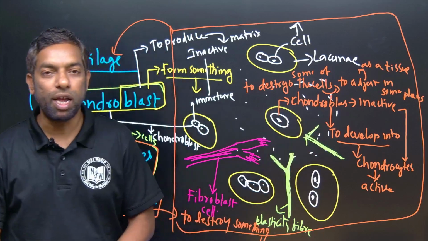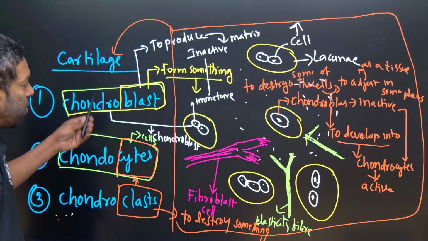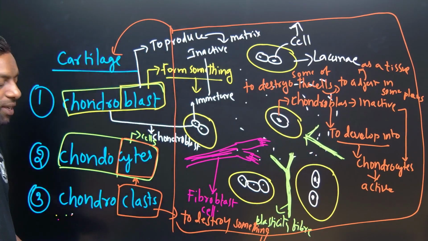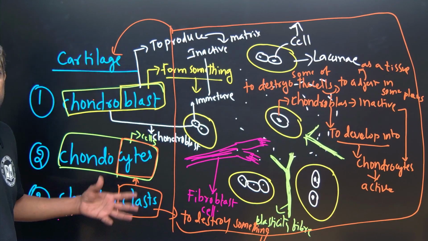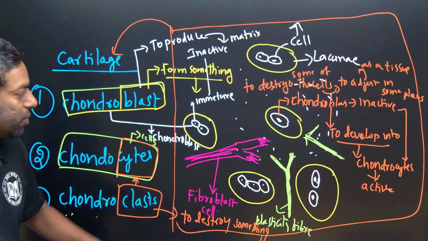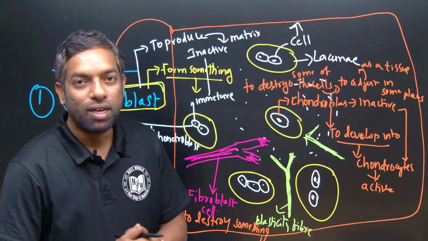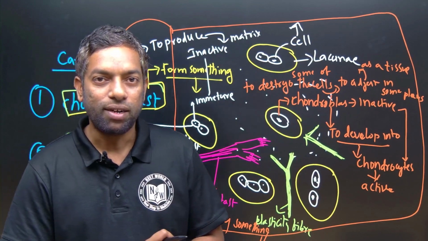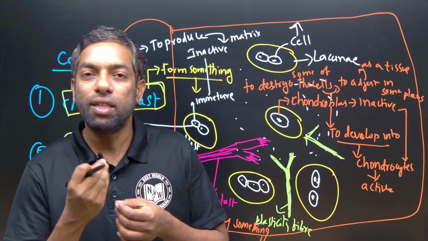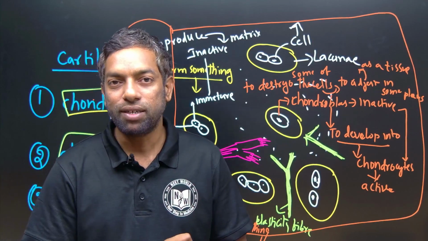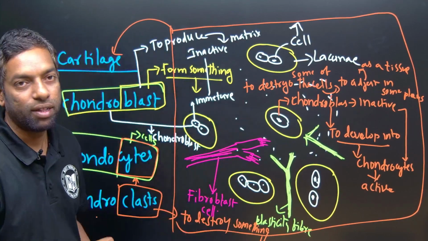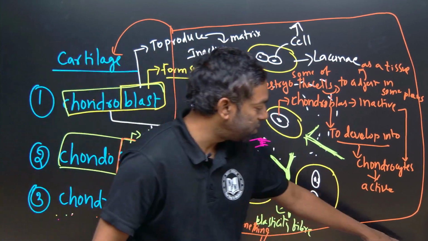This is about the chondroblasts, chondrocytes and chondroclasts. This is about the cartilage tissue. All these characters come under cartilage tissue, and this is the overall character of cartilage tissue. In that, there are specialized cartilage tissues. There are types of cartilage tissues.